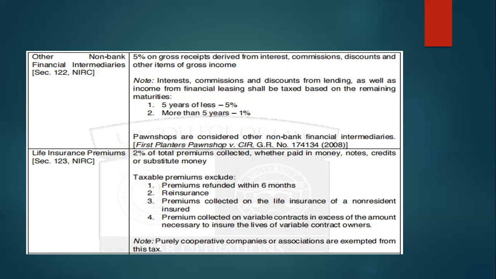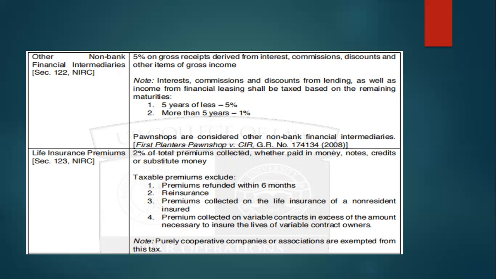How about life insurance? So Section 123 of the NIRC, that's 2% of the total premiums collected, whether paid in money, notes, credits, or substitute money. So if you collect insurance premiums, that is subject to 2%. Okay?